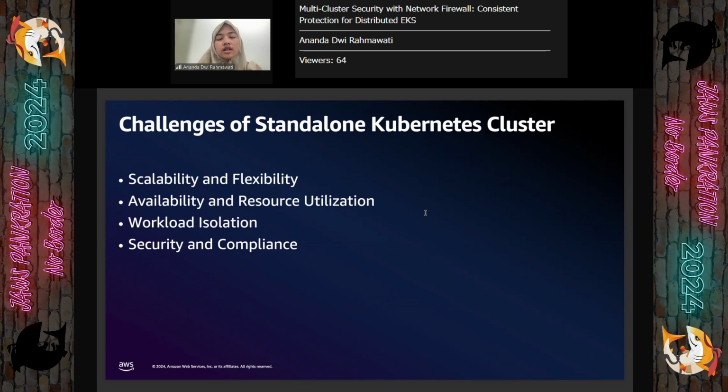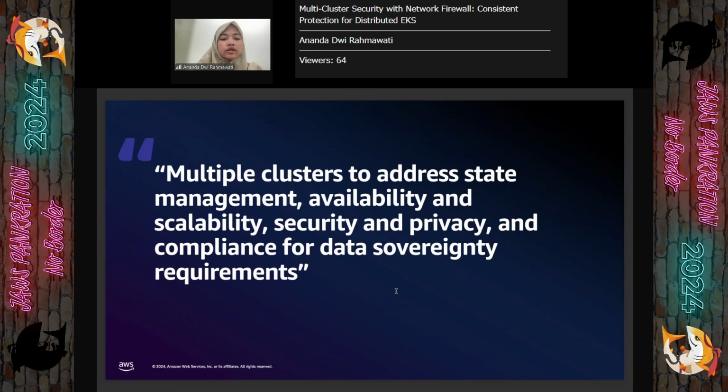There are many architecture diagrams that we can consider for building this multi-cluster Kubernetes. What we want to achieve with multi-cluster is to address management, availability, scalability, security, privacy, and compliance for data sovereignty requirements. Those are the things we want to achieve, and why we need to build multi-cluster Kubernetes on top of Amazon EKS.